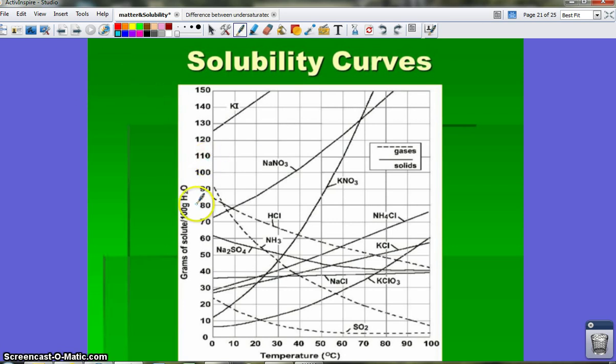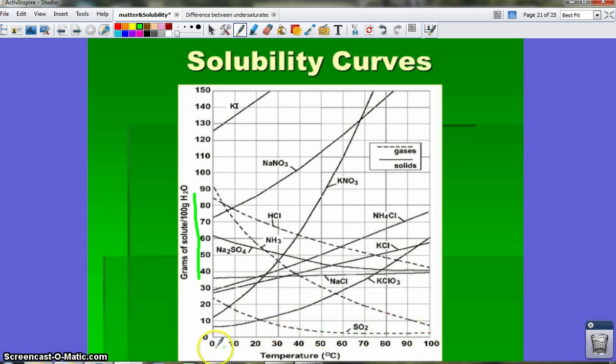But in a solubility curve, on the left side is going to be grams of solute per 100 grams of water. So in other words, this is the solubility. This is how many grams you can fit in 100 grams of water. And then on the bottom, we have temperature. All right? Now, the temperature goes from 0 to 100.